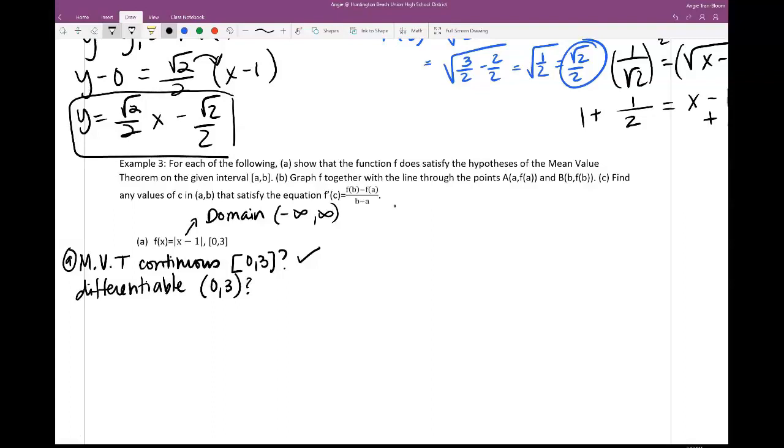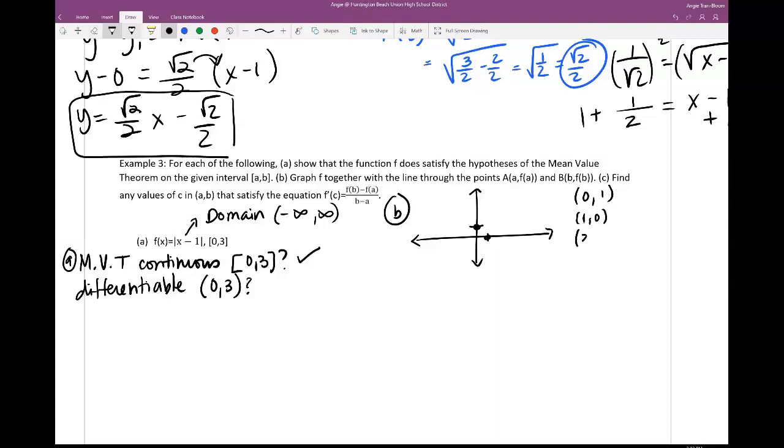So let's do B right now, okay? B. Okay, so it wants us to do a graph from 0 to 3. When x is 0, 0 minus 1 is negative 1. Absolute value of negative 1 is 1. So now 0 up 1, okay? When x is 1, 1 minus 1 is 0.